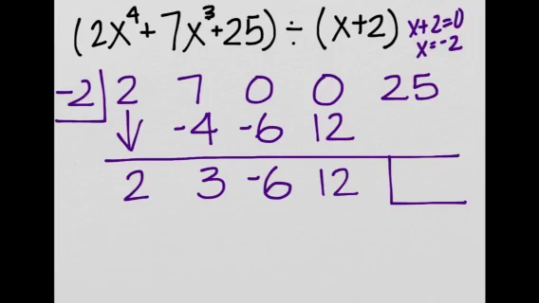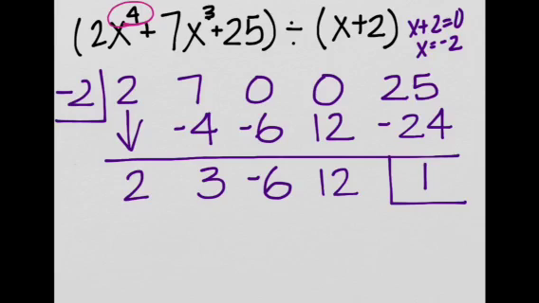Negative 2 times 12 is negative 24. 25 minus 24 gives me my remainder of 1. So I'm going to look at my original polynomial. I started with x to the 4th. That means my final answer will be x to the 3rd as the starting power.